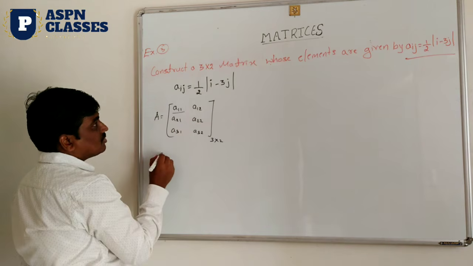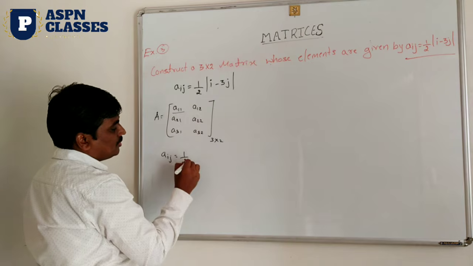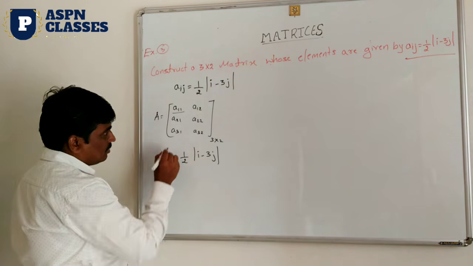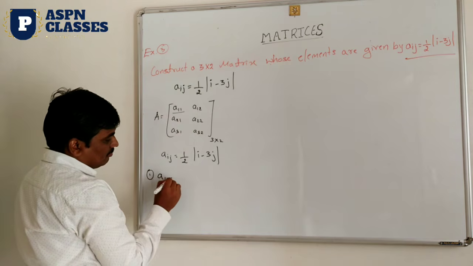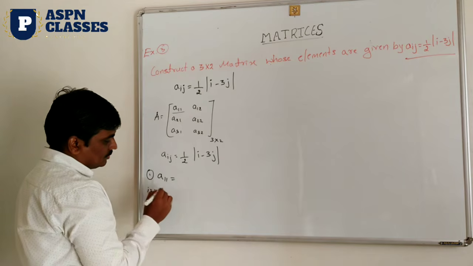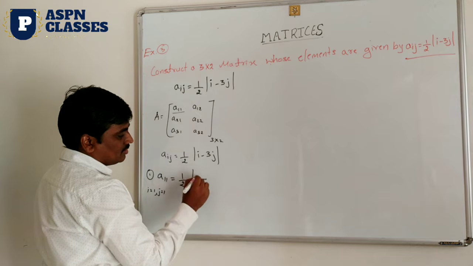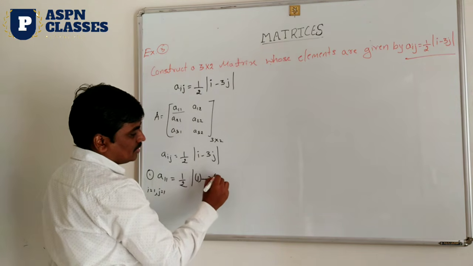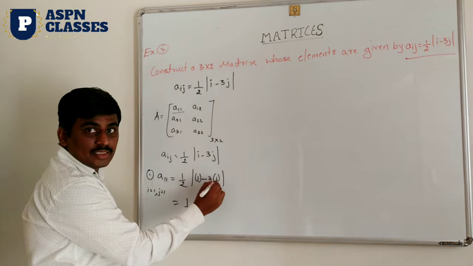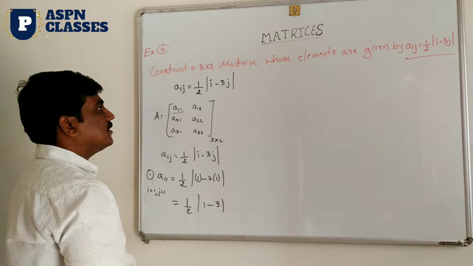First element is A11. What is the formula given here? Aij is equal to 1 by 2 modulus of i minus 3j. First element is A11, it means i is 1 and j is also 1. Fill in: 1 by 2 modulus of 1, i value is 1, minus 3 into j value, which is also 1. 1 by 2 modulus of 1 minus 3 into 1, which is 3. And then simplify 1 minus 3.